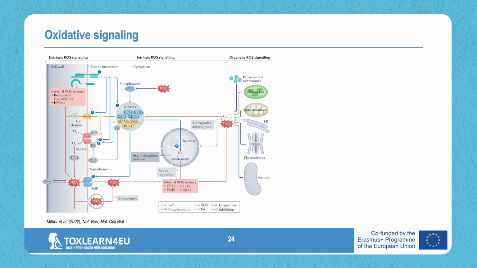Then, once it enters into the cell, we have the intrinsic ROS signaling at the level of, for instance, kinases, but also transcription factors that really alert and really start or regulate responses within the nucleus. And also at the level of the organelles, we can have this ROS signaling, which makes an interplay also with the intracellular ROS signaling and communication via retrograde and anterograde signaling with the nucleus.